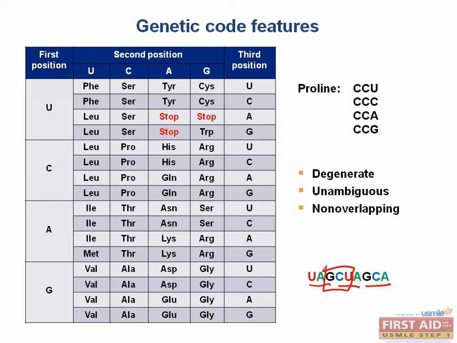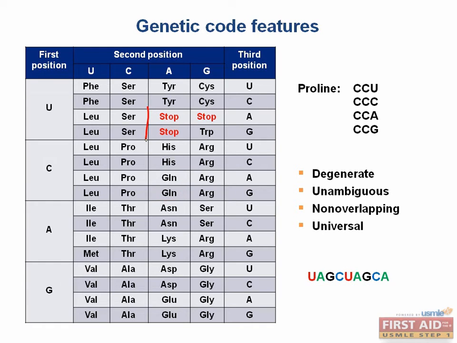The last feature is that the code is universal. This means that in all species the code is the same. If a codon codes for glutamine in one species, it'll also code for glutamine in another species. An exception to this is in mitochondria, which have their own tRNAs, which in some cases match different amino acids to codons than a nuclear-encoded gene.